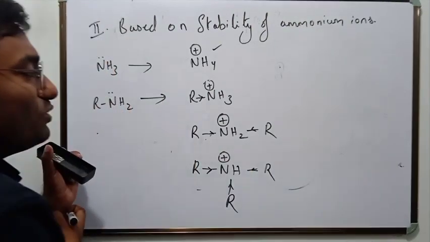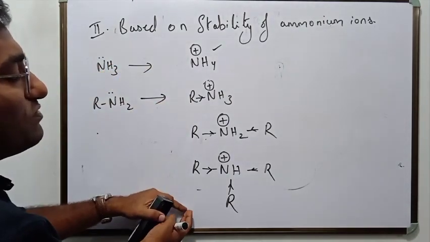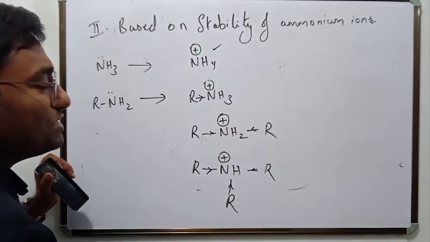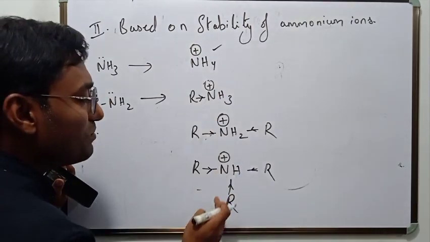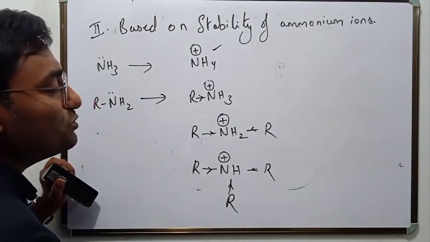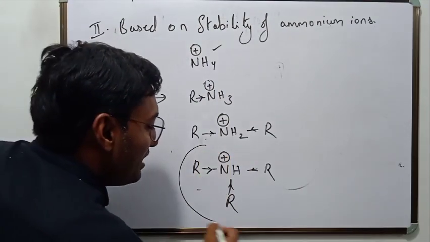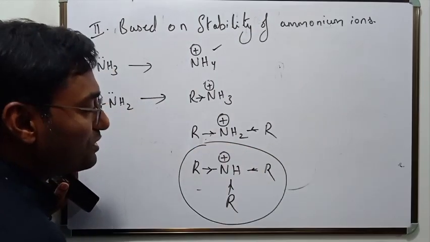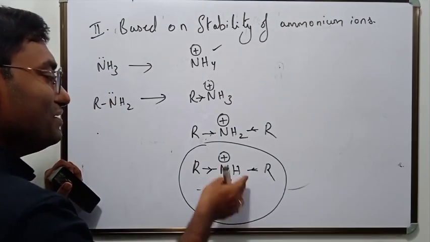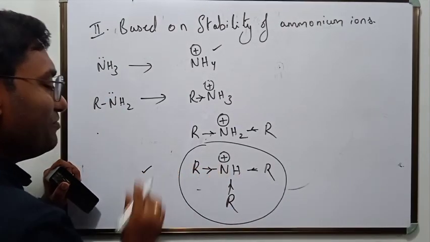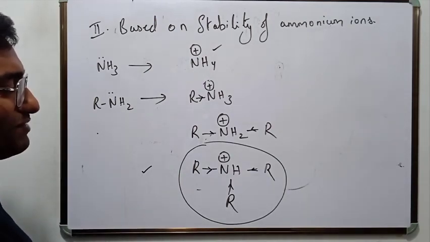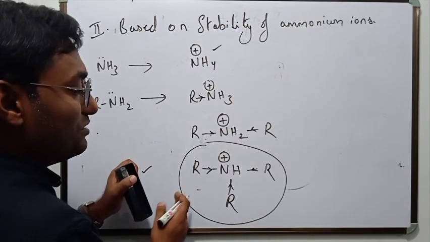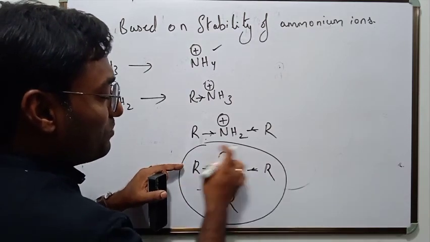So in which of these ammonium ions will the positive charge be the most reduced? Yes, in the primary amine, the positive charge will be the most reduced. So here the winner seems to be the primary aliphatic amine. That means the primary aliphatic amine should dissociate more, because the formation of this is more favored.